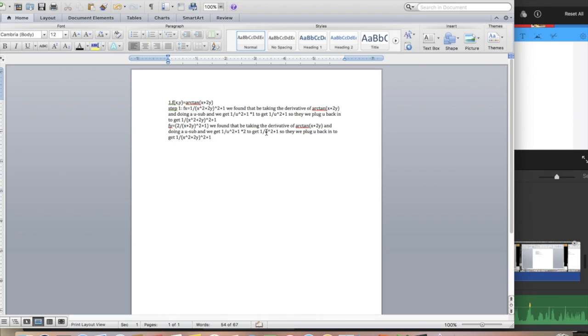Then we get f_yy, which is equal to negative 8 times (x plus 2y) divided by ((x plus 2y) squared plus 1), all squared. We get that again by using the chain rule. Then we get f_xy, which is equal to negative 4 times (x plus 2y) divided by ((x plus 2y) squared plus 1), all squared, again by the chain rule. Then step 2, plug in our point.